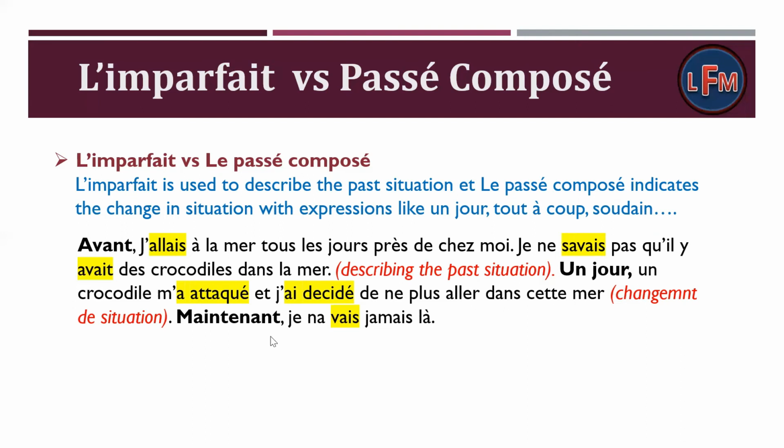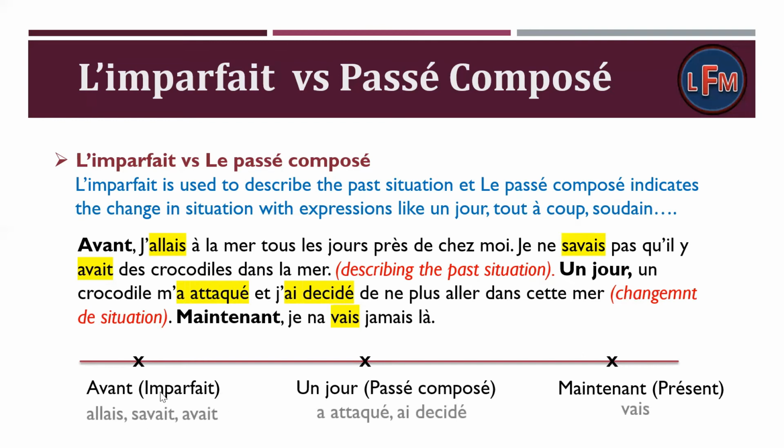Then maintenant, je ne vais jamais là. Maintenant means now. So here is the situation in present. I never go there. Je ne vais jamais là. And the verbs which we have used for imparfait are aller, savoir, avoir. For passé composé, we have used attaquer, décider. And for present, we have used aller.